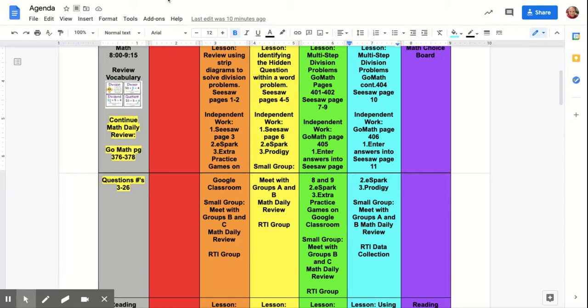eSpark here. Please, please, please make sure you're getting on eSpark. eSpark is right here under small groups. Please just click the link, sign in with your Google, and you'll be all set. 15 minutes a day for math, 15 for reading, and that will be really good. It meets you right where you are. So if you're struggling with something that you didn't learn last year, or maybe when they were teaching something in second grade, like how to read a clock, maybe you were absent that day.